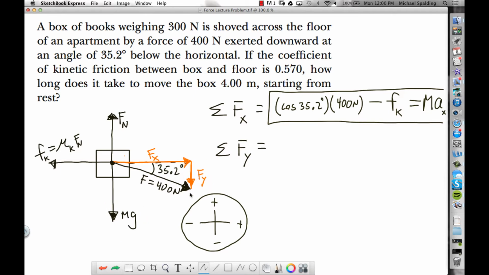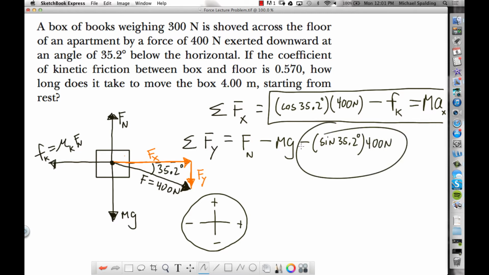All right, so when you sum the forces in the y, in fact, I need a little more room here. I'm going to scoot this over. So when we sum the forces in the y, here's what it looks like. You're going to have normal force up, mg down, so make it negative, and then minus sine 35.2 degrees 400. So what's that? The sine 35.2 times 400 is what? Fy. Why did I make it negative? Because it's down. Okay, so I have all 3 forces from the vertical.